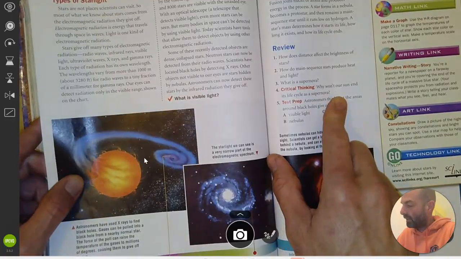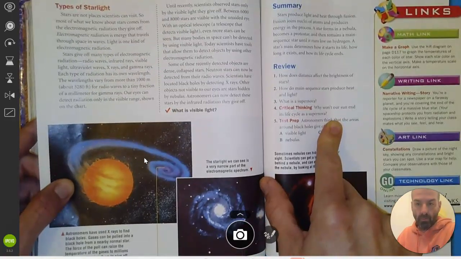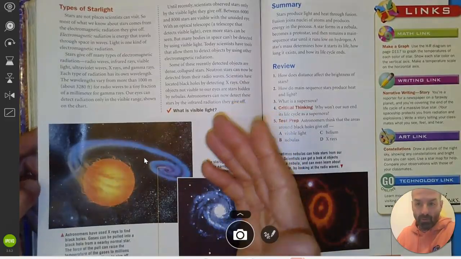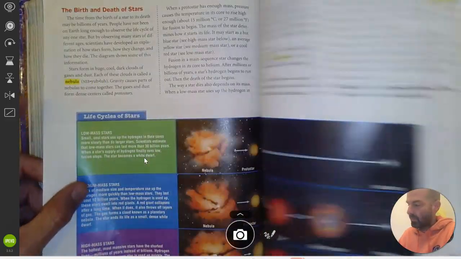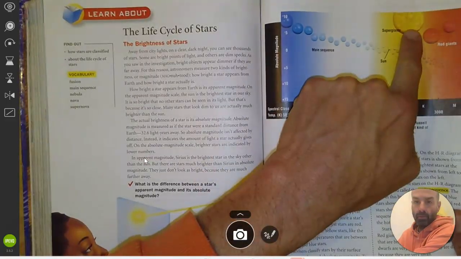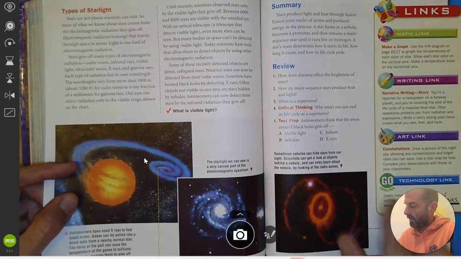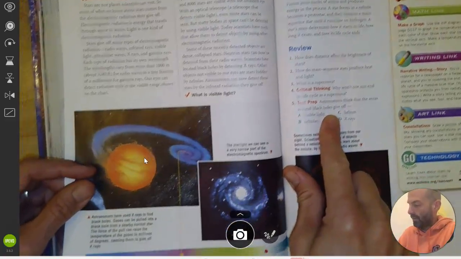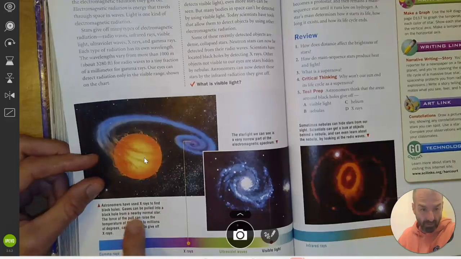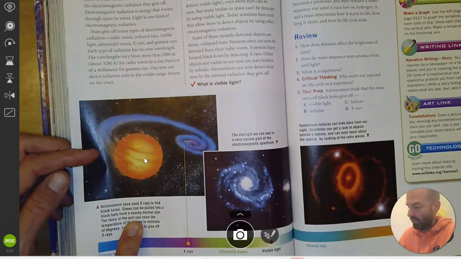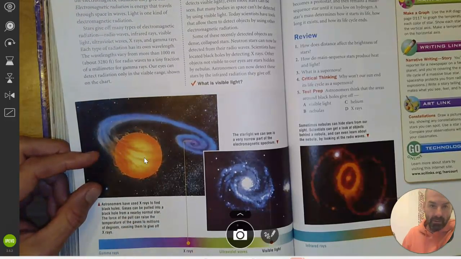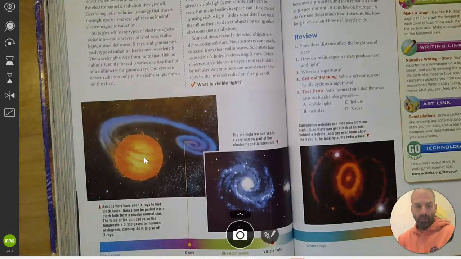Why won't our sun end its life as a supernova? It's because it's not the type of star that does. Only certain types of stars do the supernova. It's these big boys up here, and our sun is not that. And then finally, the areas around the black hole, that answer was actually in a caption. So sometimes it can be kind of tricky where stuff is, and it's X-rays. So I was correct about that.